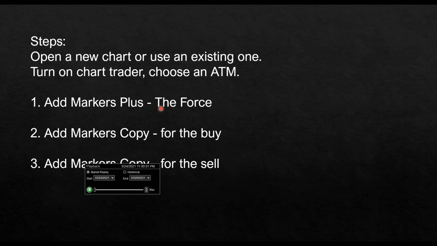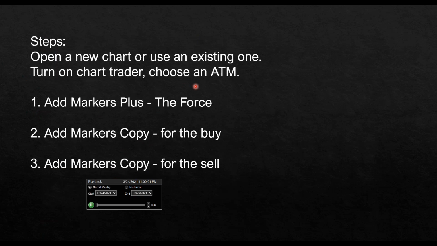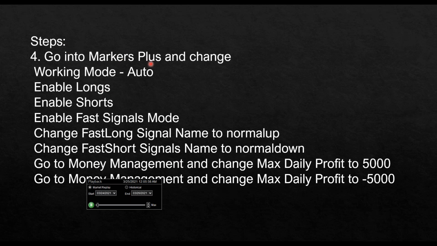The steps here. It's basically this: you open a new chart, turn on chart trader, choose your ATM, add markers plus, add markers copy for the buy, add markers copy for the sell. Then you go into markers plus, this is what you change. You change the working mode to auto, you enable the longs, the shorts, enable fast signals mode, change the name to normal. You can change it to whatever, say buys or sells if you want. I just use normal up, normal down, just because that's what I've always used.